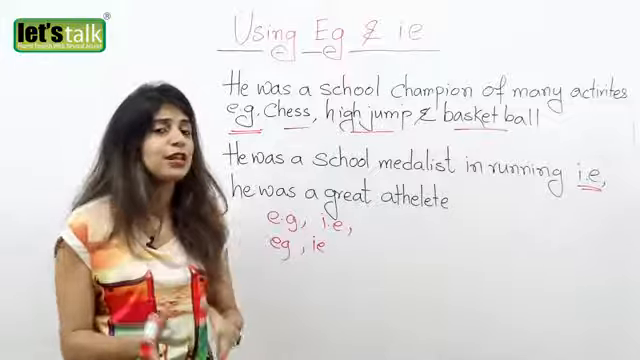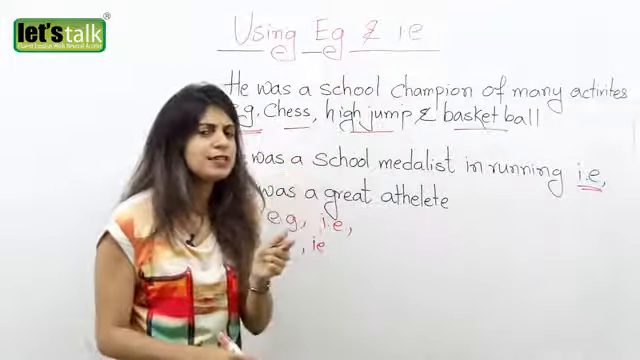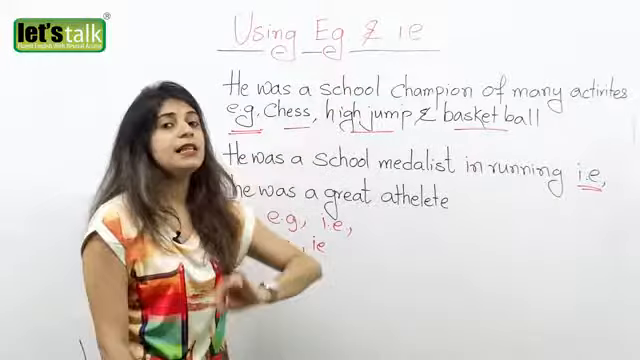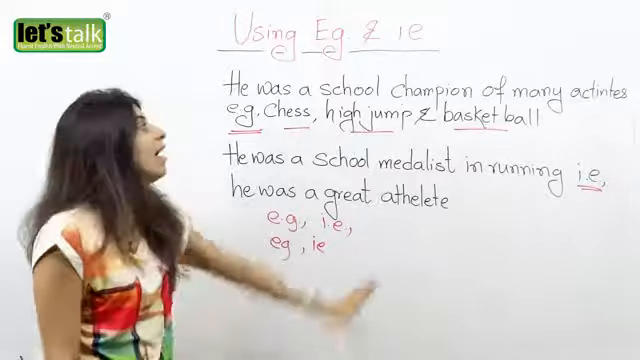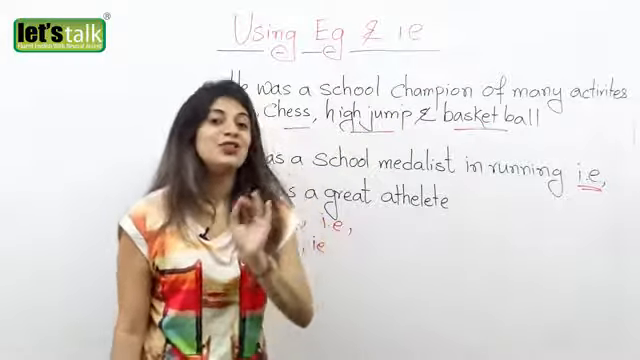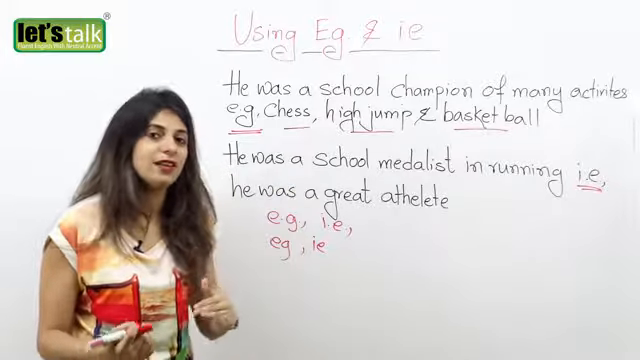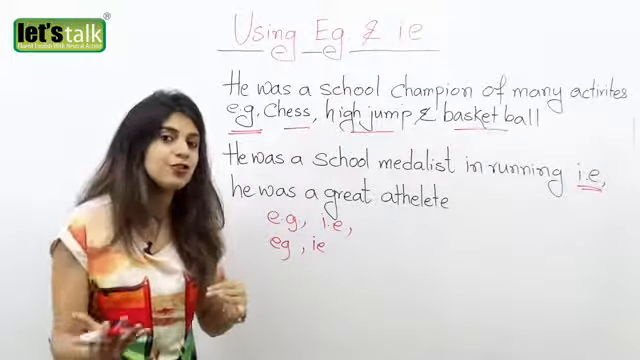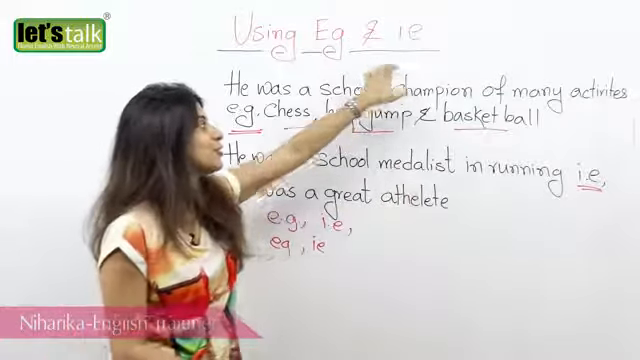Hope you've understood the difference in using e.g. and i.e. Just a recap for you, e.g. is used to list examples after a sentence, whereas i.e. is used to clarify a sentence that you have just written, or a definition or a metaphor can follow after the usage of i.e.